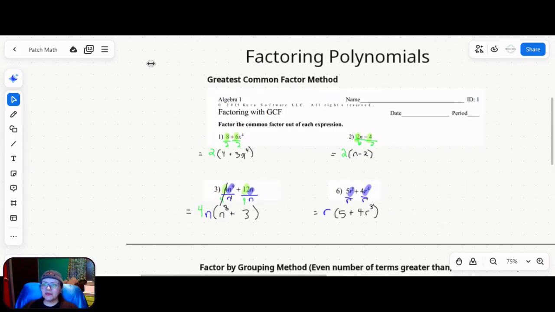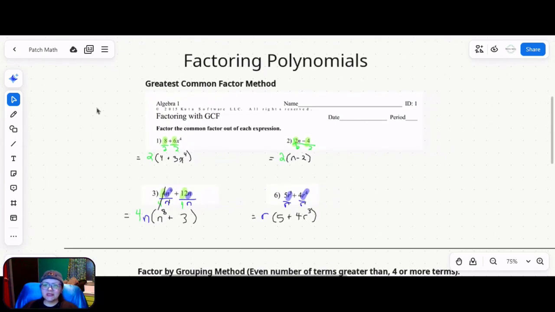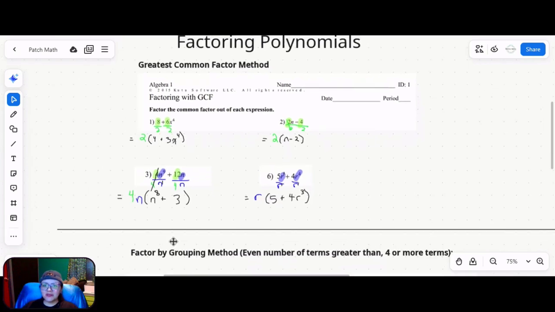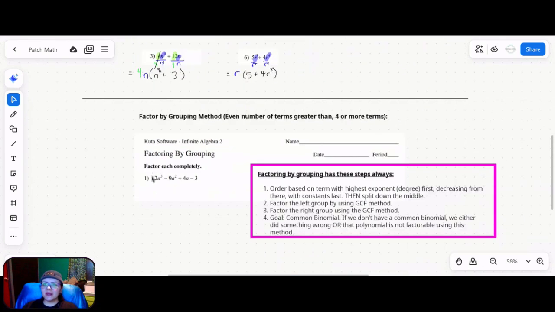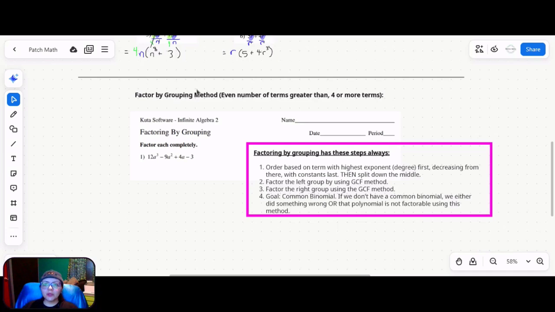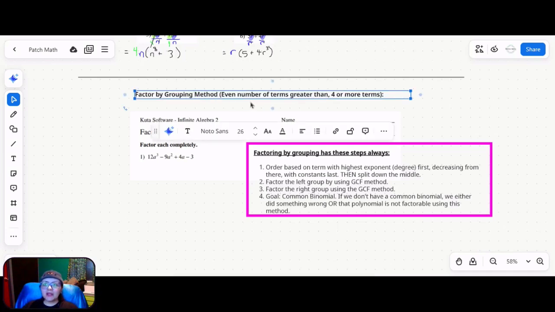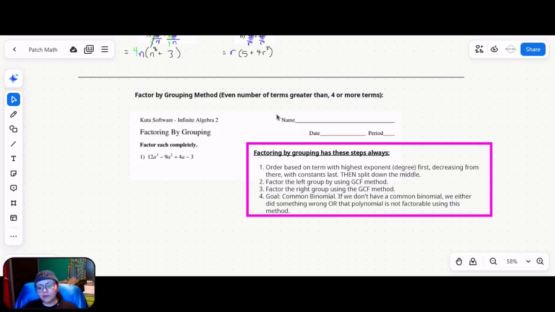If you would like to review the greatest common factor method, it is in link to prior videos. In this video, we will be covering factoring by grouping. It is important to know that factor by grouping is applied to polynomials with 4 or more terms, and an even number of terms is the version we're going to go over first.